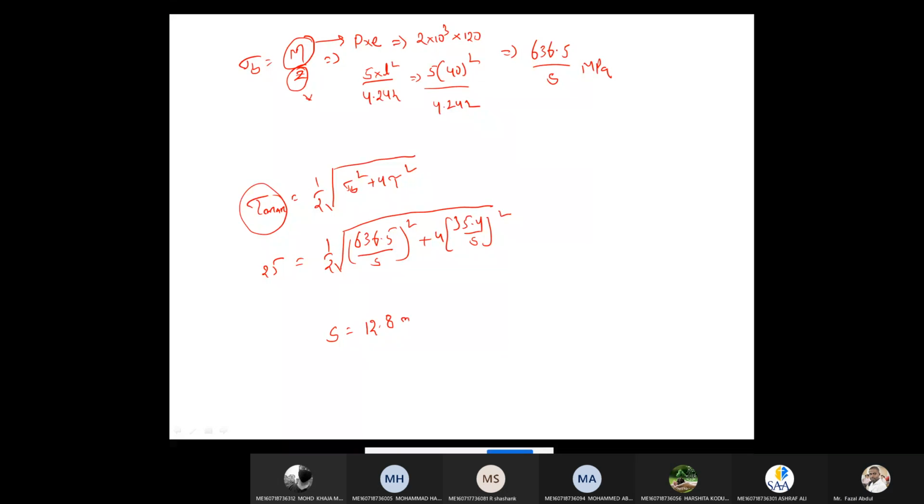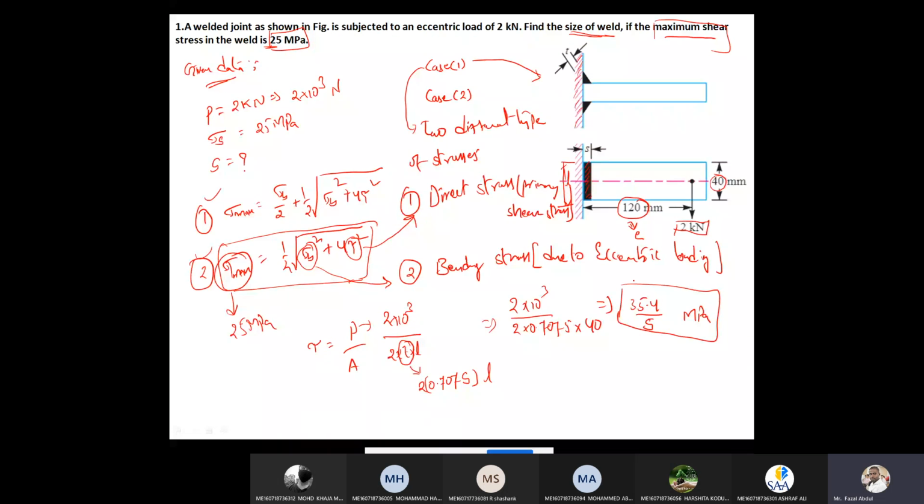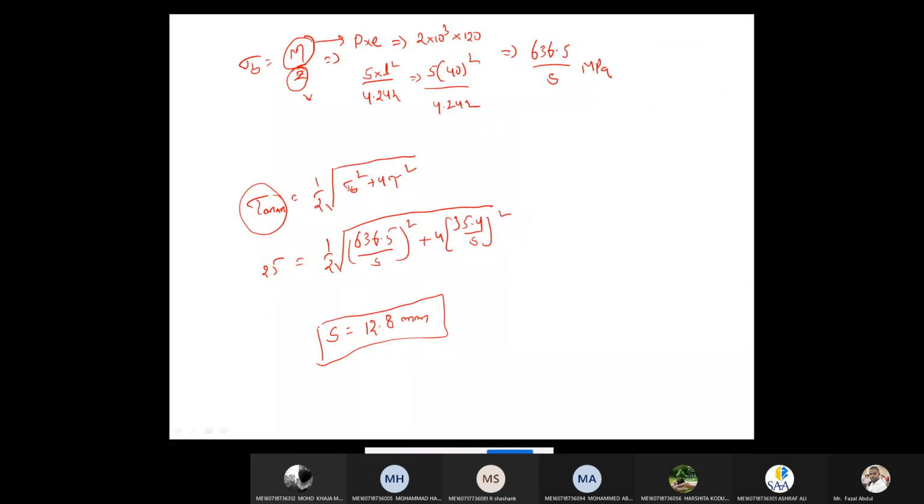12.8 mm. Okay. So for this respective diagram, for this kind of load, how much size of the weld we have to maintain? The size of the weld we have to maintain is 12.8. Okay, is it clear, Babu? Shall we move to next problem?